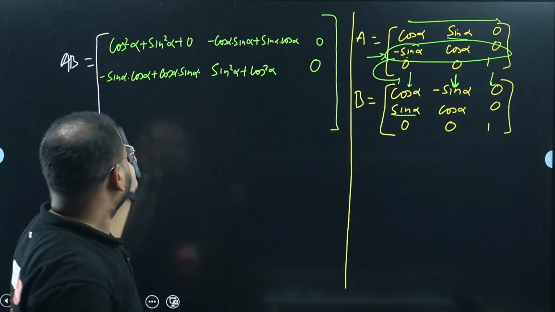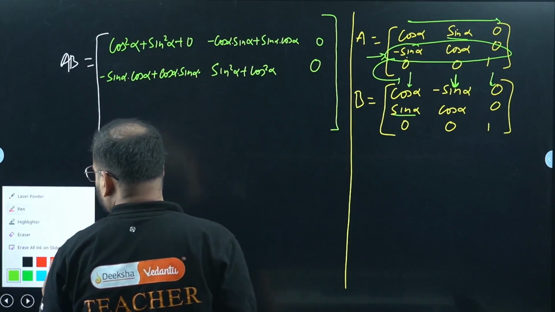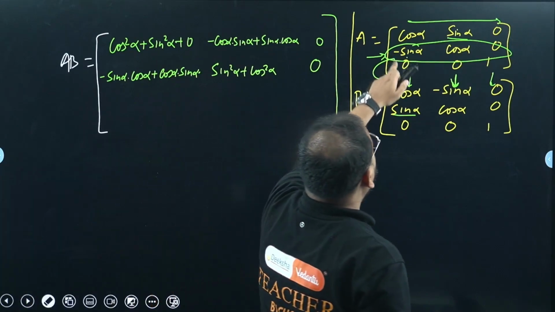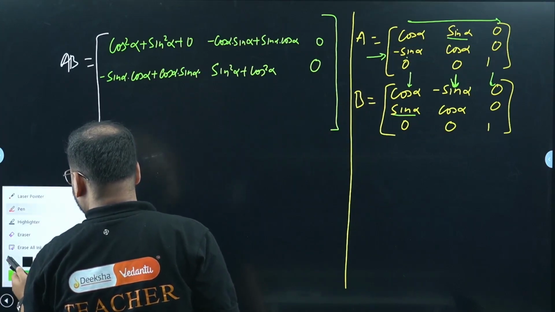Now third row of AB. So for that what we're going to take? We're going to take the third row, which is here.